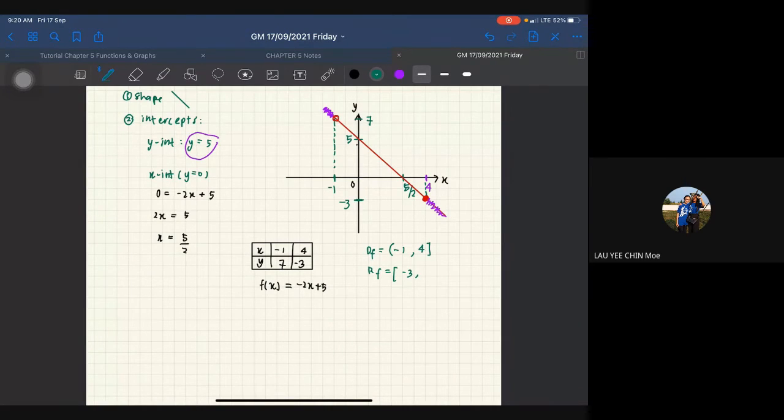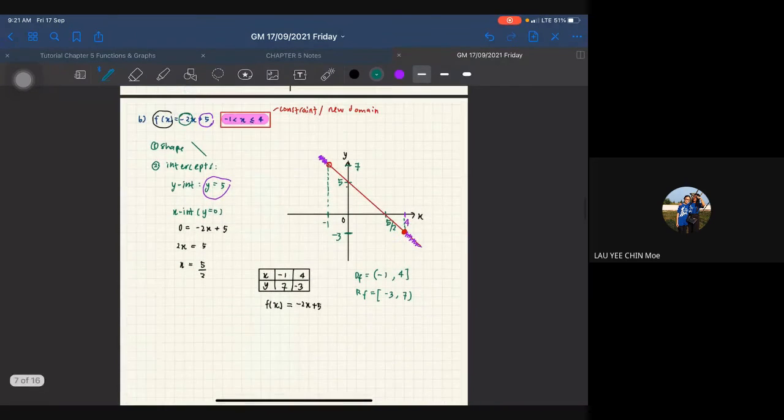Sebab -3 dia duduk dekat, sorry, this is -3 awak. Ni -3, so dia adalah colored one. Okay, so dia adalah close bracket and then dia akan pergi sampai, so the highest values of y is 7. Open bracket. Okay, boleh.